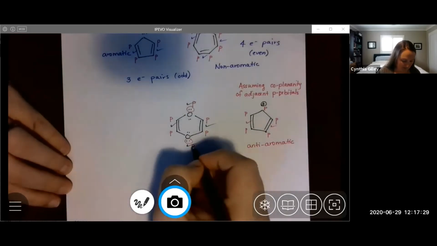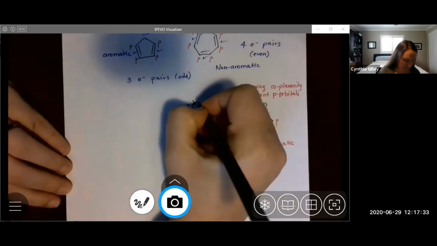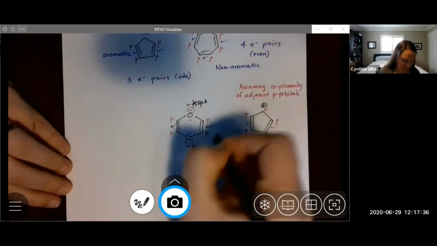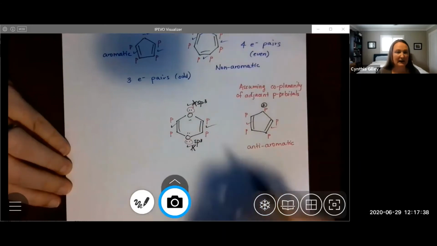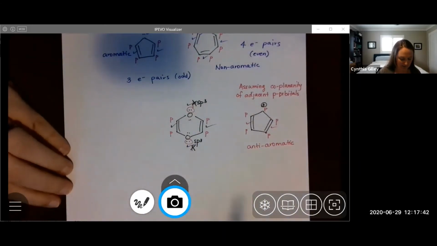Instead of going into a p orbital, the lone pair can go into a hybridized orbital. Now there's no p orbital at those oxygens, and it's non-aromatic.